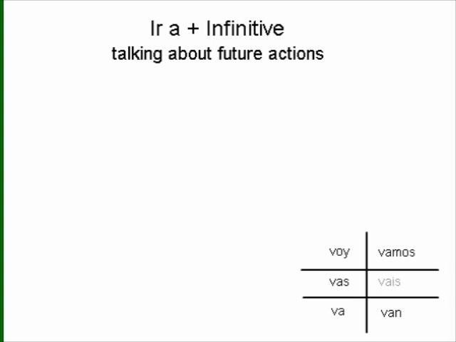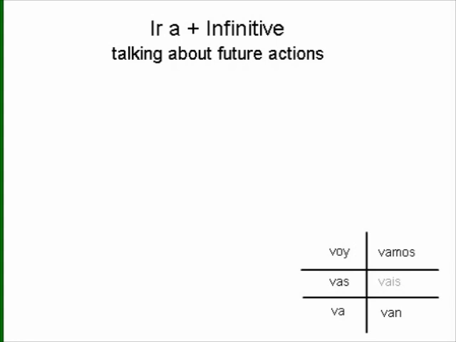When I say that we're going to be talking about future actions, I'm talking about things that we're going to do. In English lots of times we shorten that to say gonna. So anytime you would say I am gonna do that, or they're gonna do this, or whatever, that's when we use ir plus the infinitive in Spanish.